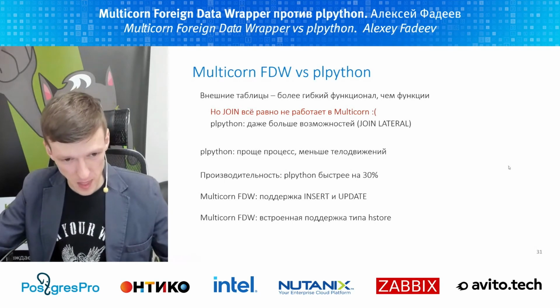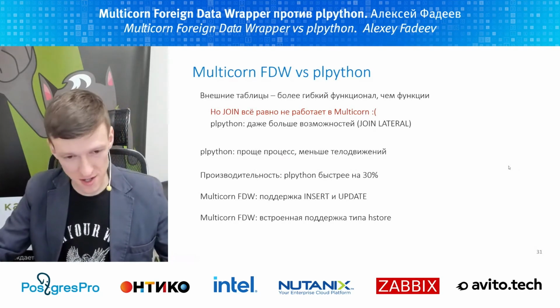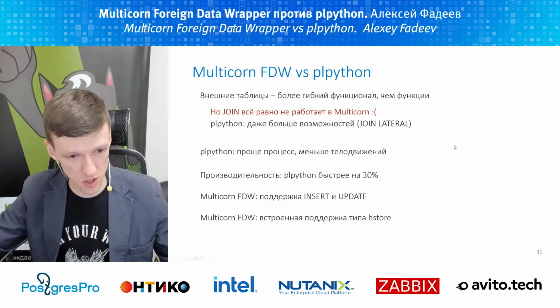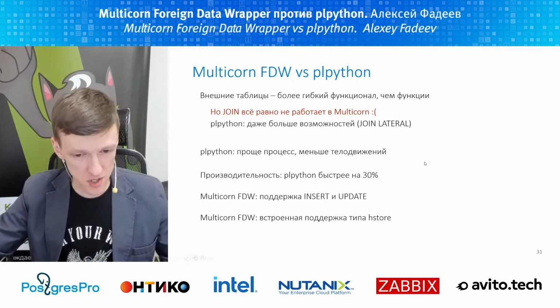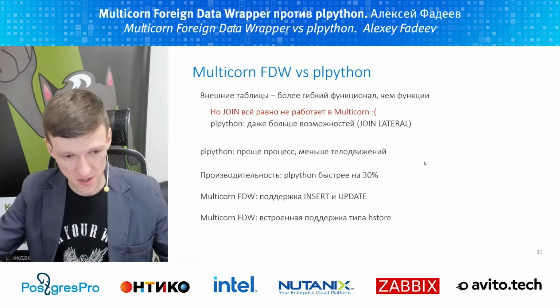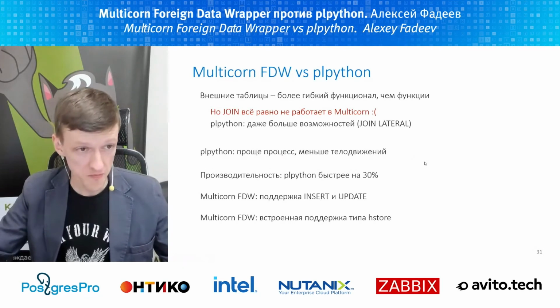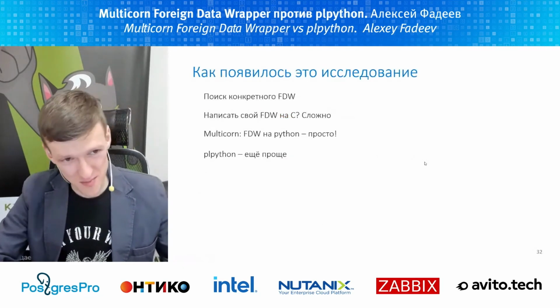And the last 2 points, these are the advantages of foreign data wrapper. They support insert and update. Of course, you can use functions for it, but you will have to write different functions for receiving the data and updating them. But thanks to multi-core, you can do it with one outer table, and multi-core supports each store directly. PL Python doesn't do it. JSON-B is supported by both.